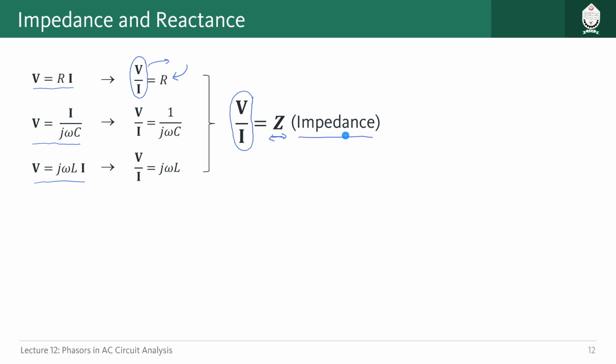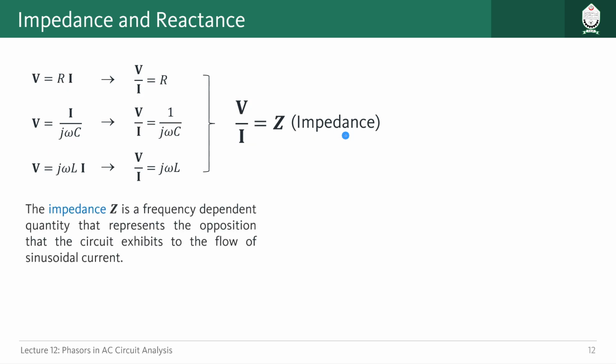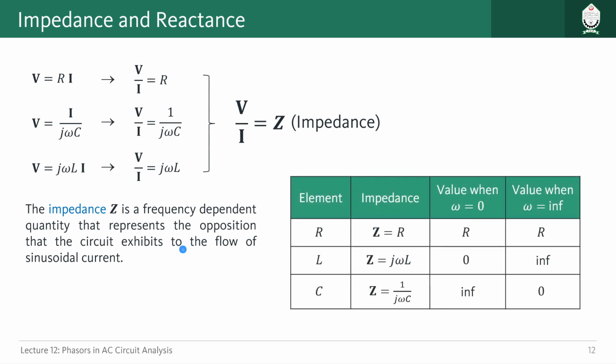So this is the generalized term we are going to use to represent the resistive property of all the elements, resistor, capacitor or inductor, in AC circuit analysis. The general definition of impedance is a frequency dependent quantity that represents the opposition that the circuit exhibits to the flow of sinusoidal current. Obviously it will resist or oppose the flow of current. That's why we are saying this is resistive like property, but the term we are going to use here is called impedance. Now based on those, let us try to generalize everything.